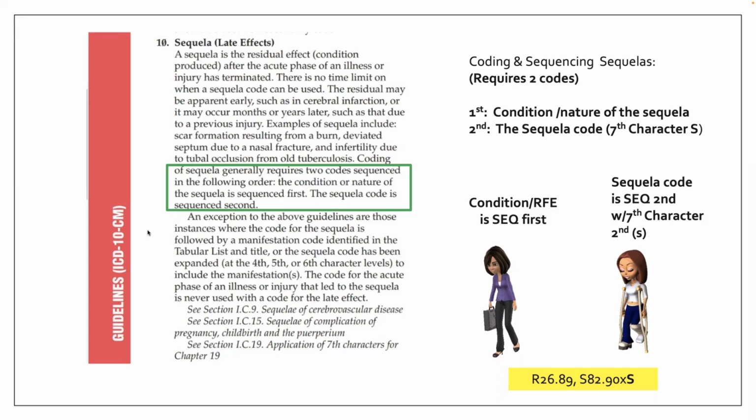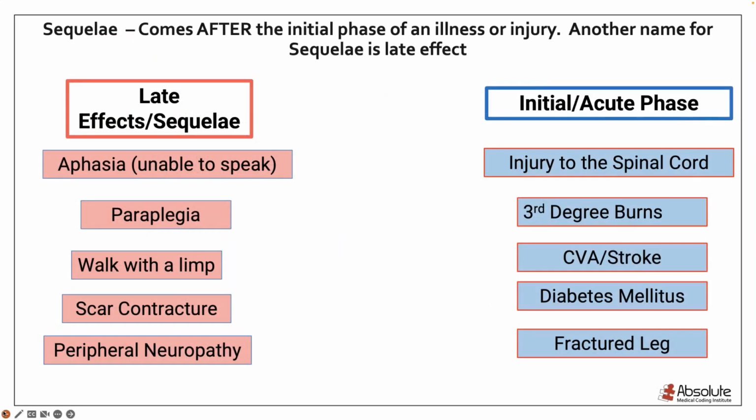So let's go ahead and let's practice a bit. On the right of the screen, we have some late effects or sequelae. On the left, you have your late effect or your sequela. On the right, you have your initial or your acute phase. So on the left, this is what happens after what happens on the right. Okay, so the left comes after the right. Now I want you to match each of these. So I'm going to tell you the late effect, and then I want you to tell me what the acute or initial phase is. All right.